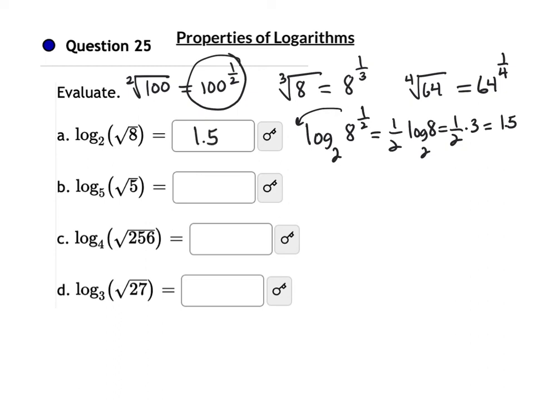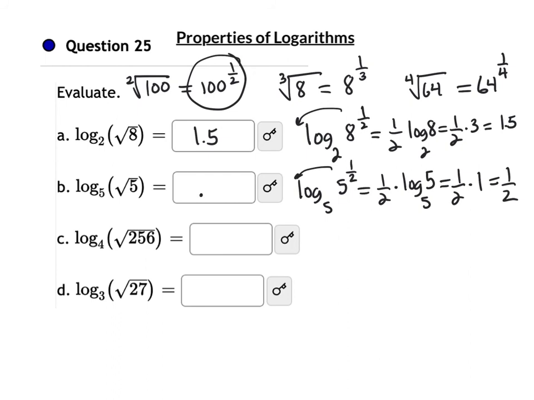The second one, this is the log base 5 of 5 to the 1/2 power. I'm going to bring that down in front. That's 1/2 times the log base 5 of 5. 5 to some power is 5. That's 1. This is 1/2 times 1, which is 1/2. You could also call that 0.5.